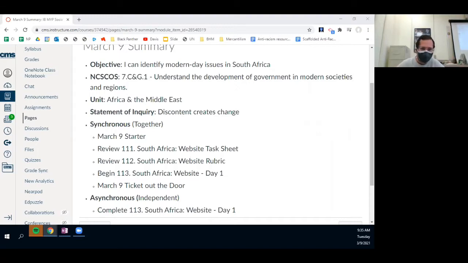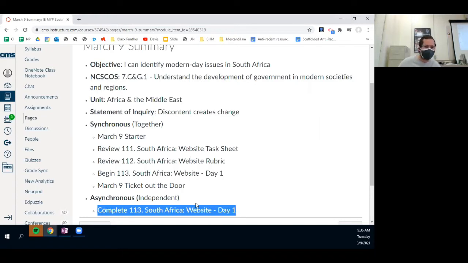We're going to review. We're going to look at 111. We're going to look at 112. You're not actually doing anything on those pages. We're just going to look at those. One is the task sheet for the project, and one is the rubric for the project. But then we're going to begin 113, South Africa website, day 1, and then the ticket out the door. So your asynchronous work is to complete 113, South Africa website, day 1. Everybody go in your digital notebook now. Give you 30 seconds, maybe less, to get ready. Let's everybody go to page 111, please.